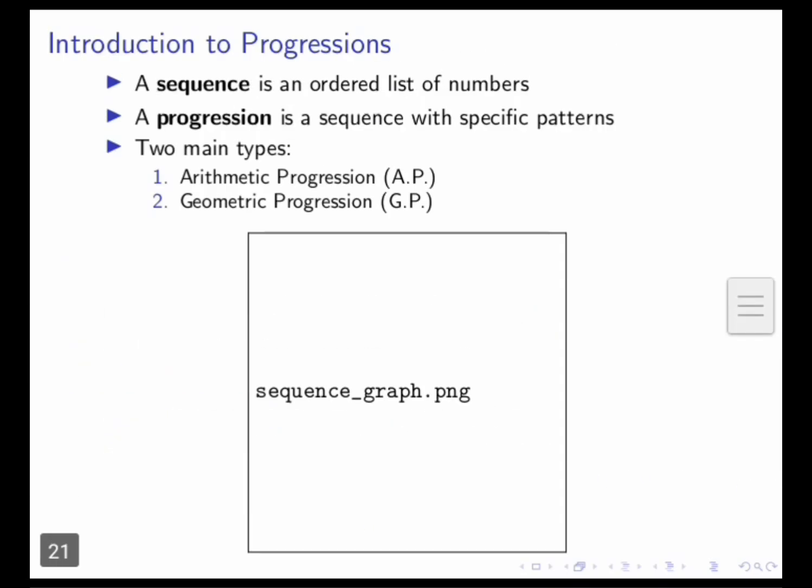So now, we have introduction to progressions. As I said earlier, a sequence is an ordered list of numbers. A progression is a sequence with specific pattern, while a sequence is an ordered list of numbers. So that was why I told you that there's a difference between AP, arithmetic progression, and sequence.